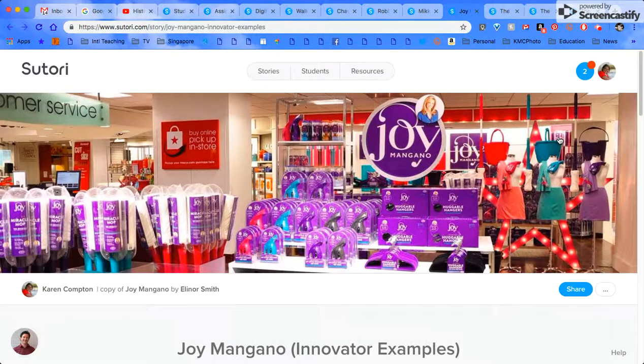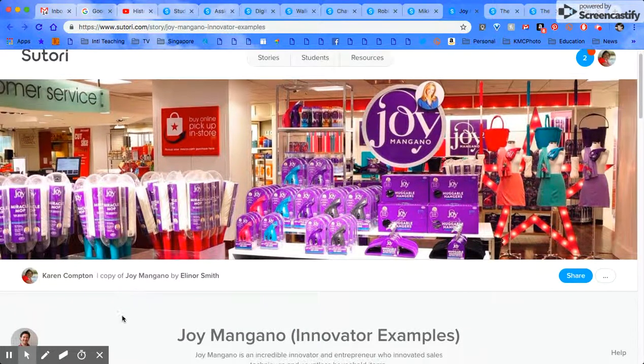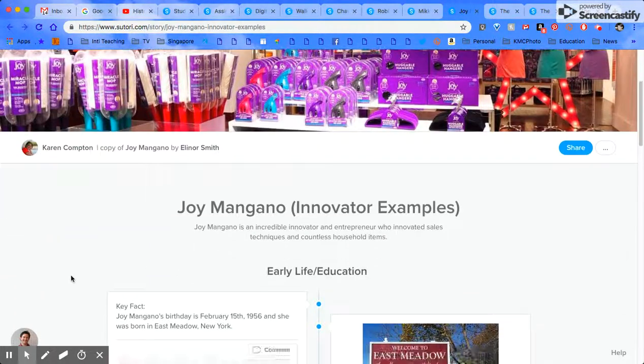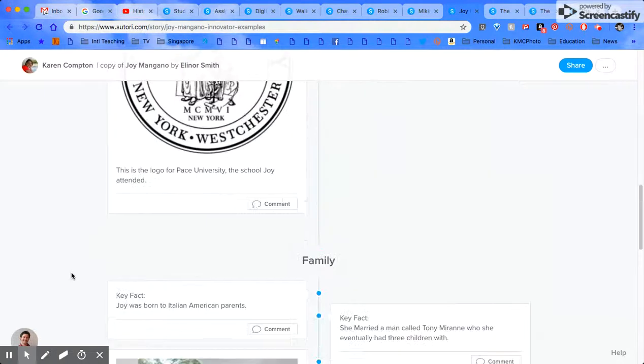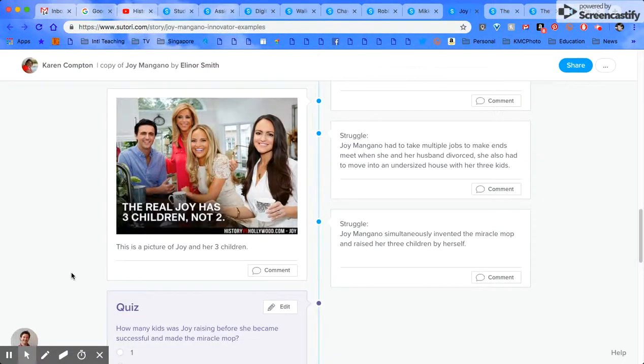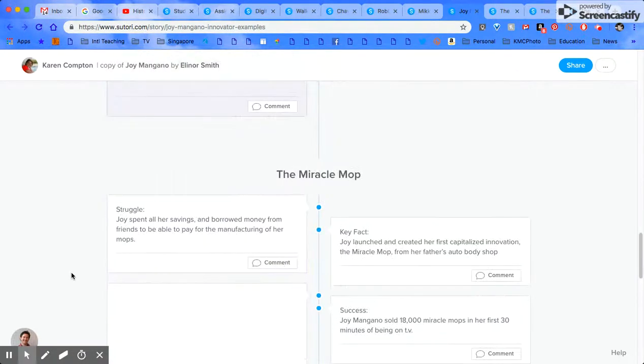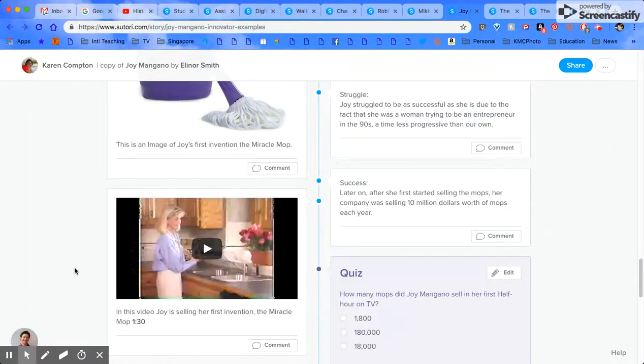This one made me laugh because she didn't really necessarily have a key innovation. Obviously, she had several. And so this student did a really good job of focusing in on an innovator versus just somebody who innovates something. So I really appreciated the depth that she got into in researching this specific person.